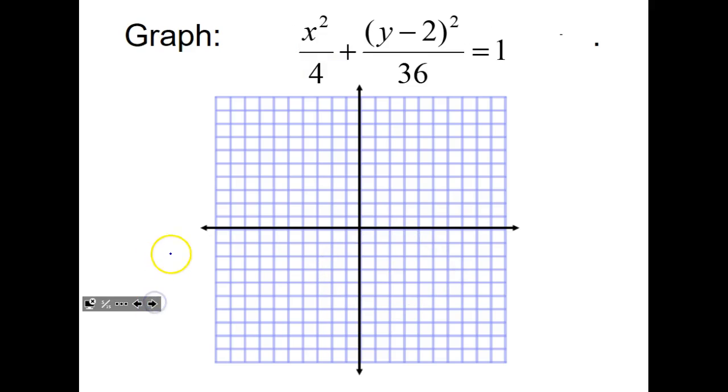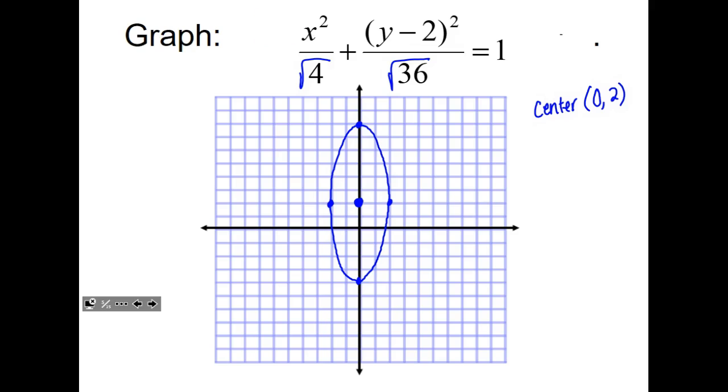If we go to the next one, this time I would have a center at 0, positive 2. So 0, positive 2 would be right here. And this time I'm going to take the square root of that 4, which will give me 2. So I'll go to the right 2 and to the left 2. And I'll take the square root of that 36, and the square root of 36 is 6. So I'll go up 6 and down 6. And so for this one, we'll get an ellipse that looks like this.